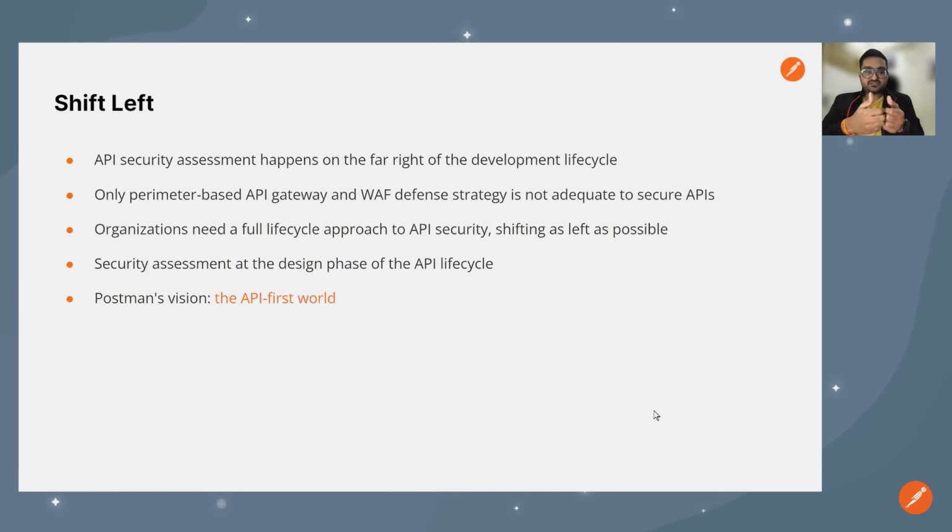So what do I mean by shifting left? We need to involve security earlier, in the phase when we are designing the APIs, right? Postman can help here. Aligning with Postman's vision for an API-first world, our API design platform has security baked right into it, to make sure we keep security in mind from the start, right? So let's check that out.